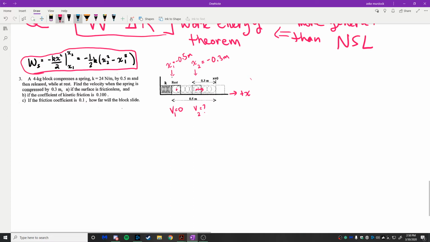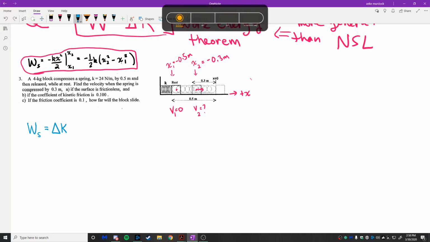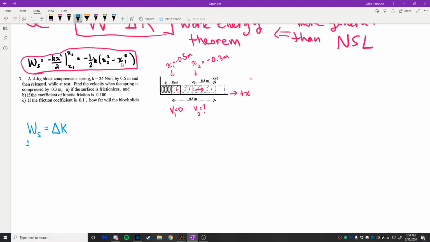So to do this problem, we're going to be using the work energy theorem. We start off by saying that whatever work is done by the spring should be equal to the change in the kinetic energy of our block. Now, we can fill out both sides of this. The work done by the spring is going to be 1/2 negative k times x2 squared minus x1 squared. That's the work done by the spring. The change in kinetic energy is just 1/2 mass times the second velocity squared minus the initial velocity squared.